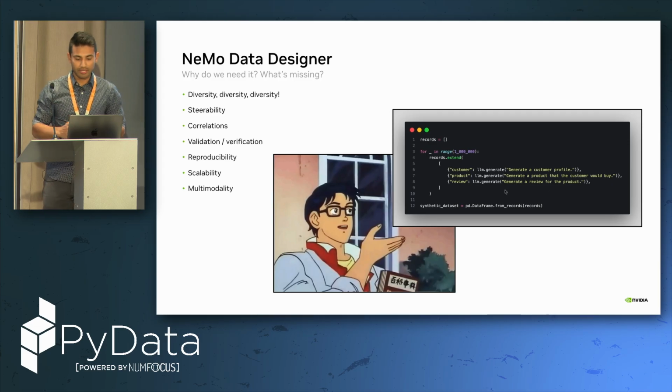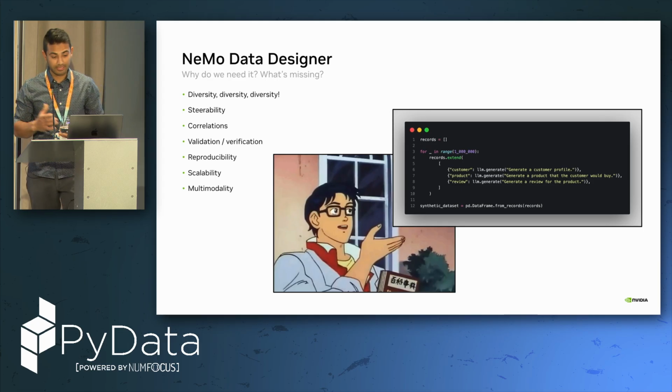Validation and verification is important. You can generate records, but you should be able to verify and validate very quickly. Let's say you're generating some Python code. You want to be able to execute that and then validate that it runs.